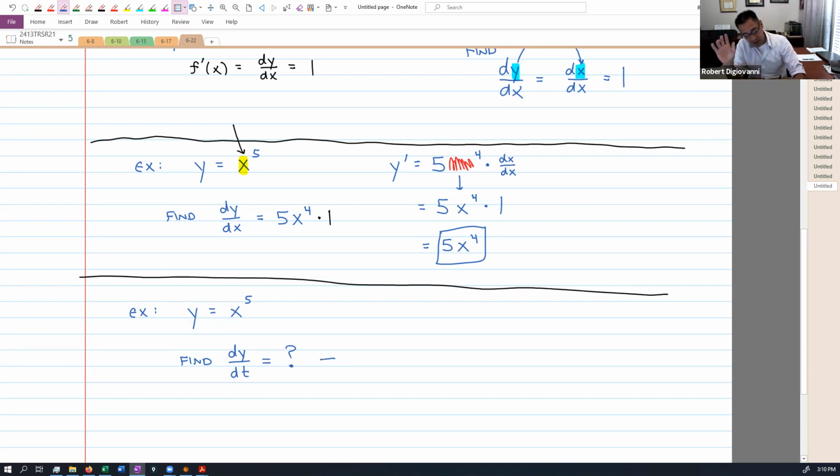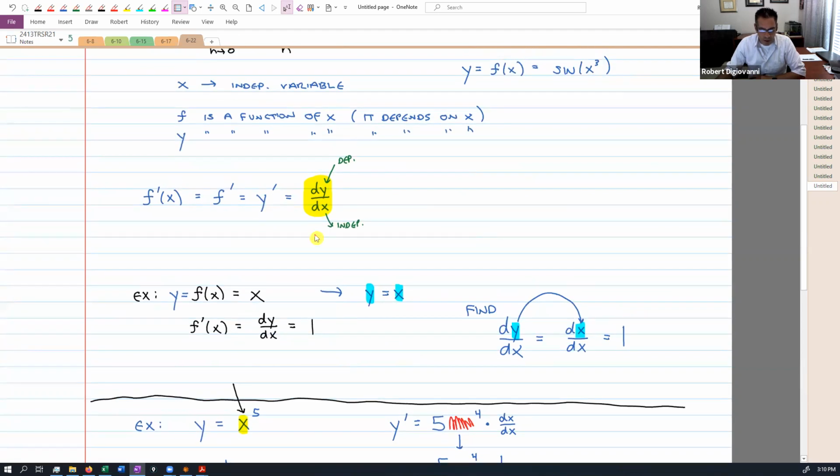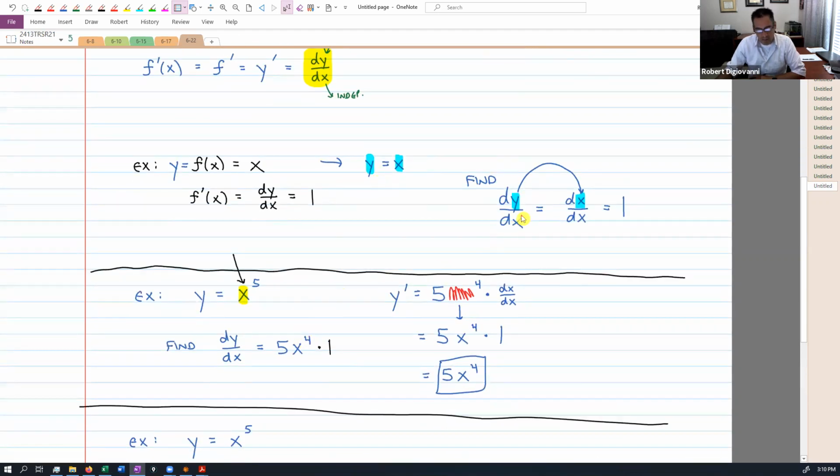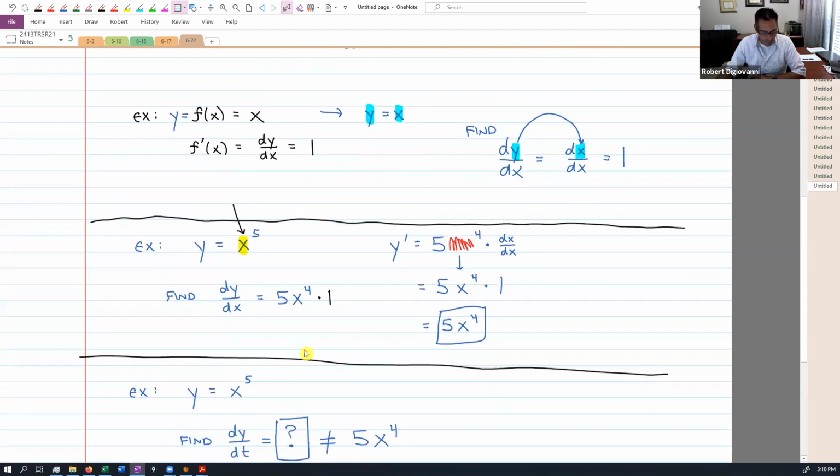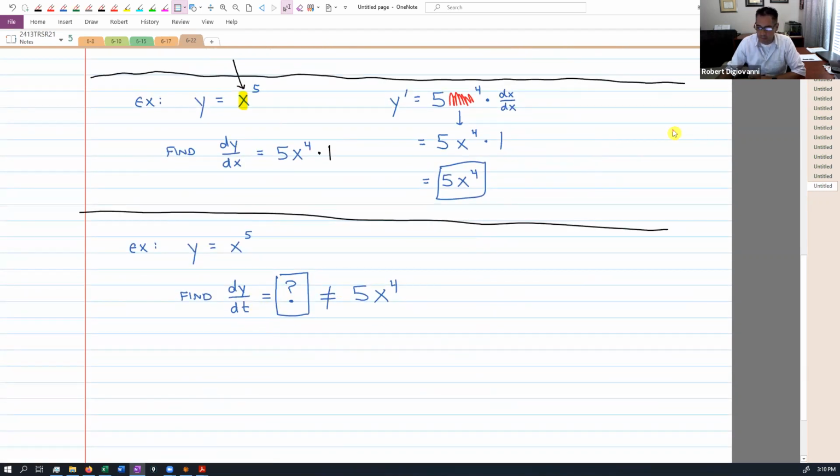What it definitely is not, though, is 5x to the 4th. It would only be 5x to the 4th if this was an x down here. If it's some other letter, then we still have an open question on how we do that. All right, so with all that said, let's venture into the next section. Leibniz notation, derivative of x is 1 if it's with respect to x. If it's not with respect to x, then we don't know.